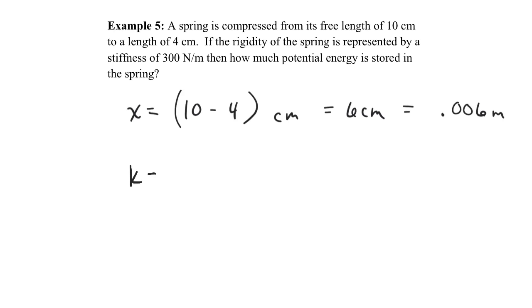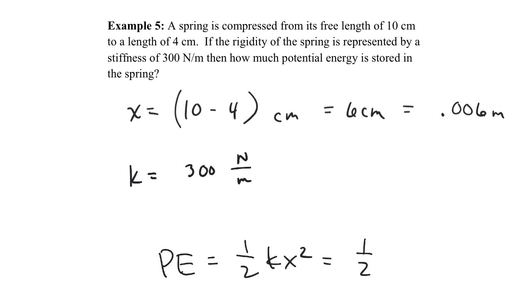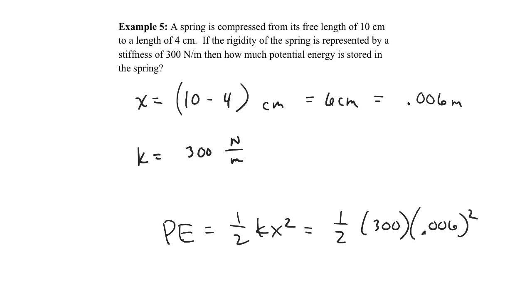My K value is listed as 300 newtons per meter. So what kind of a problem is this? Just simply plug and chug. Go right through the problem. PE equals 1/2 kx squared. 1/2 times 300 times 0.06 squared. What do I get as a value for this? 0.54 joules.